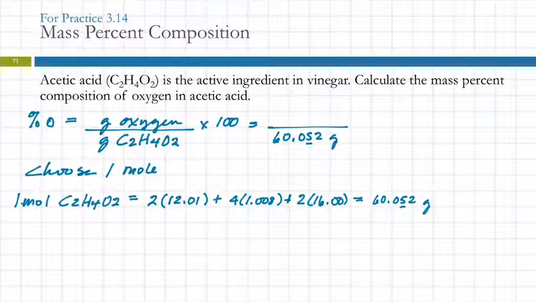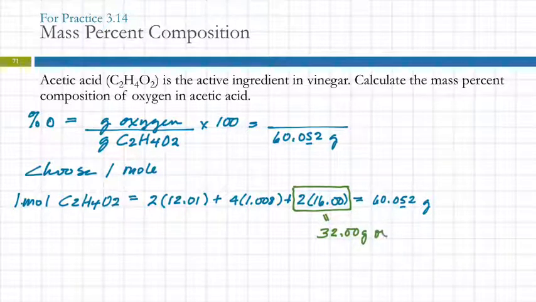So that many grams. And then I need to know how many grams of oxygen were in that. I kind of already have the work done. This piece right here. In 1 mole, there are 2 moles of oxygen. So there are 32 grams of oxygen. So whatever element I'm finding the mass percent of, I just pull out the term for that element. In the formula, there are 2 oxygens, so 2 times 16. So that goes up here.